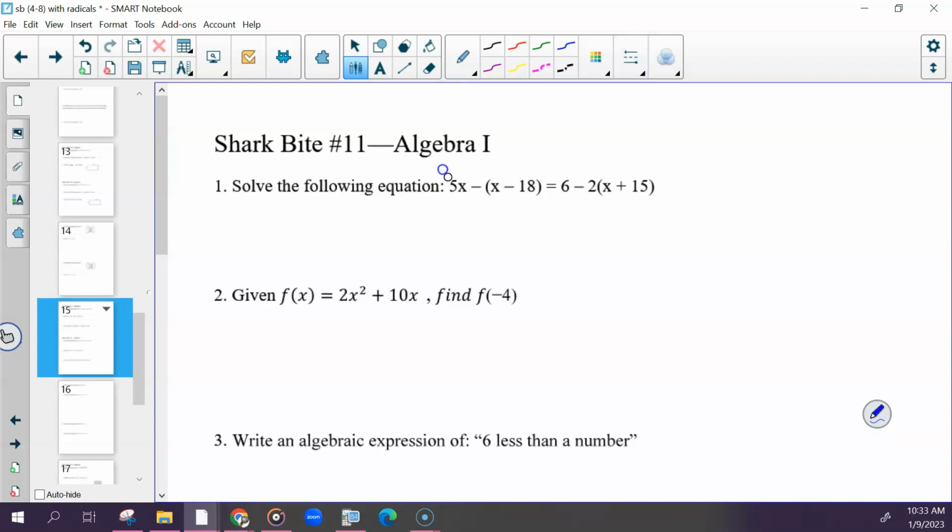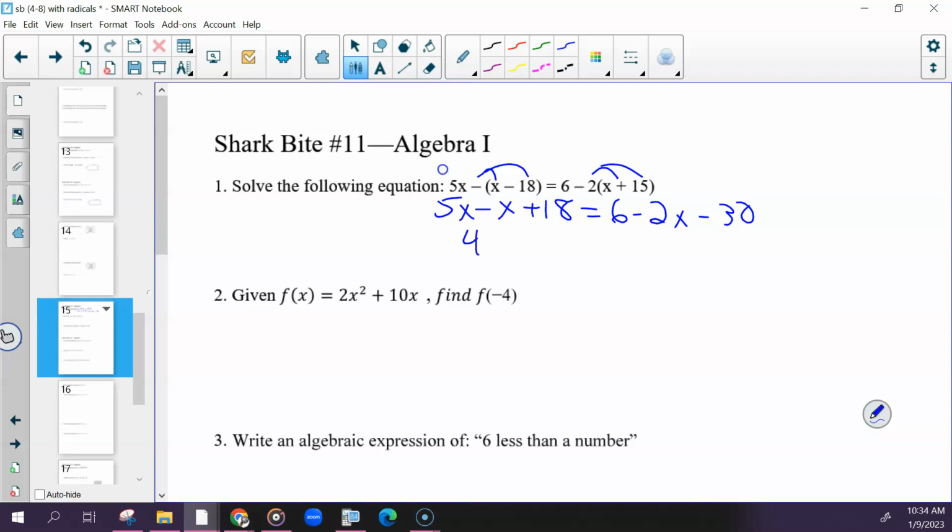For number 1, this is taking us back to solving. You needed to distribute. You have 5x minus x plus 18 equals 6 minus 2x minus 30. Then see if you can combine your like terms on the same side. So 5x minus x will give us 4x. 6 minus 30 would give us negative 24.